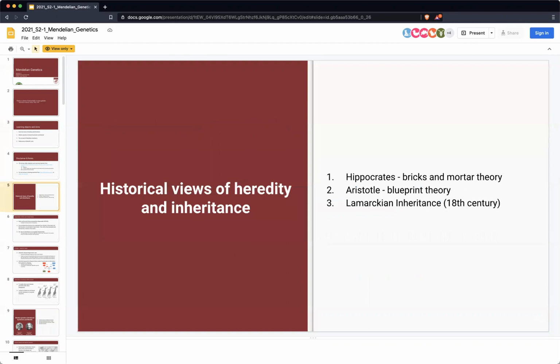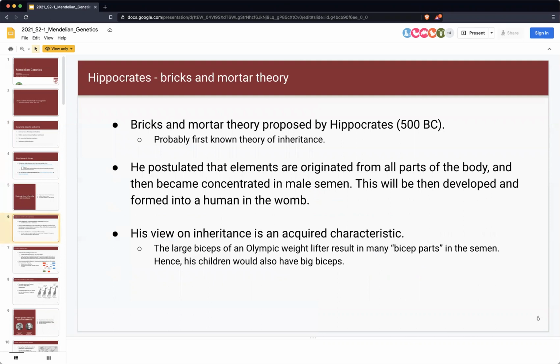Okay, so the first topic we're going to discuss is the historical views of heredity and inheritance. The first hereditary model we can think about is the brick and mortar theory by Hippocrates. Hippocrates is probably the first person who thought about traits or characteristics in organisms being inherited by their offspring, and his model at the time was the brick and mortar theory.